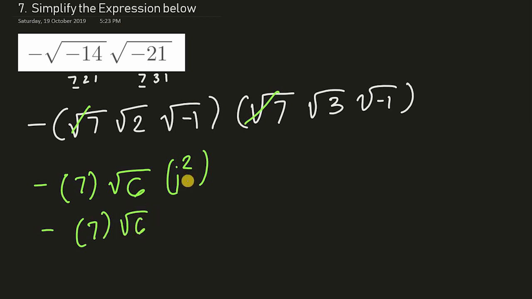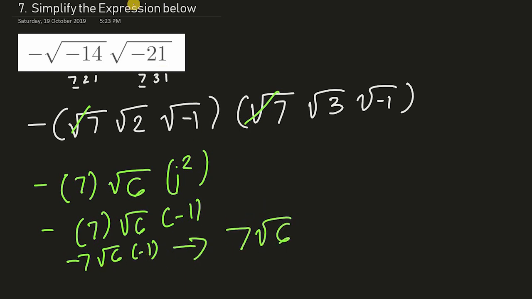Square root of 6. We know that i squared is equal to negative 1. So, ito yung negative, ilagay na natin sa negative 7. So, that's negative 7 square root of 6 times negative 1. Negative 1 times negative 7 is positive 7 over square root of 6. So, this is our final answer, guys.